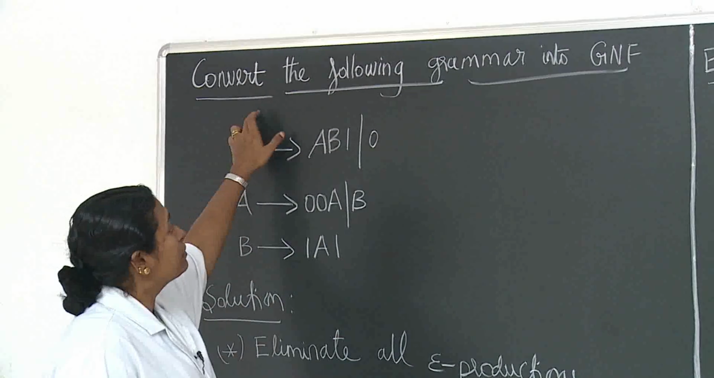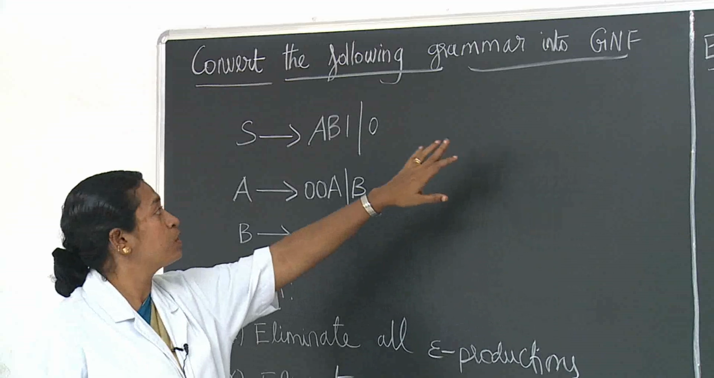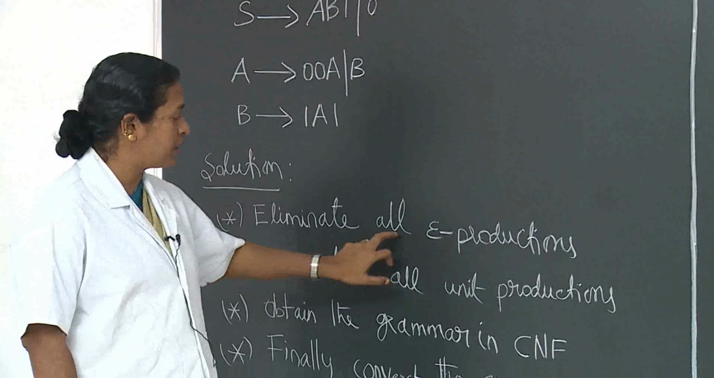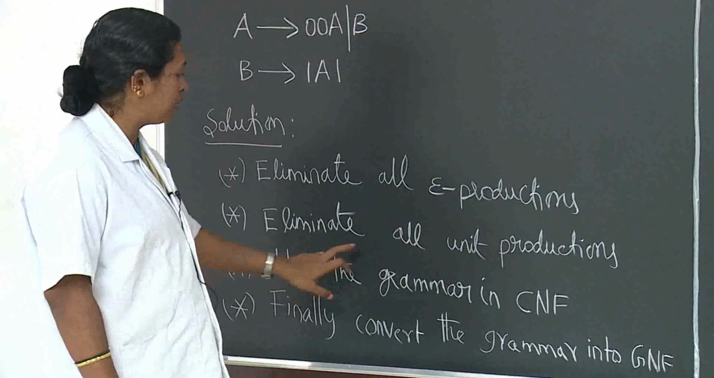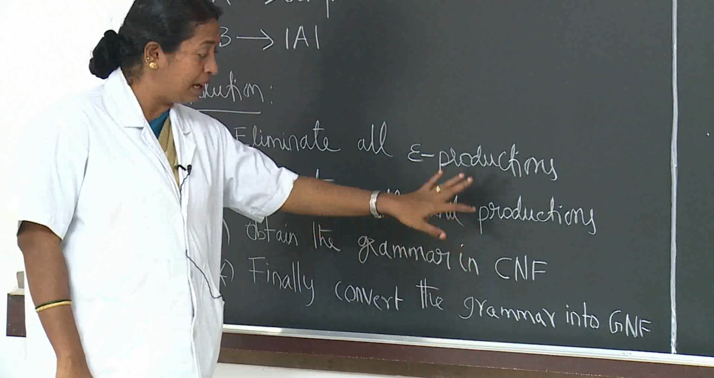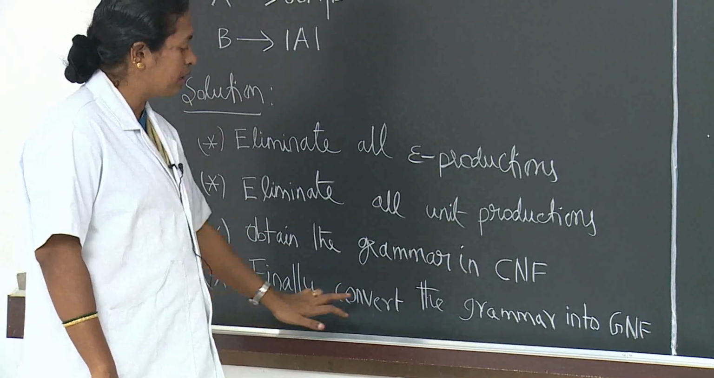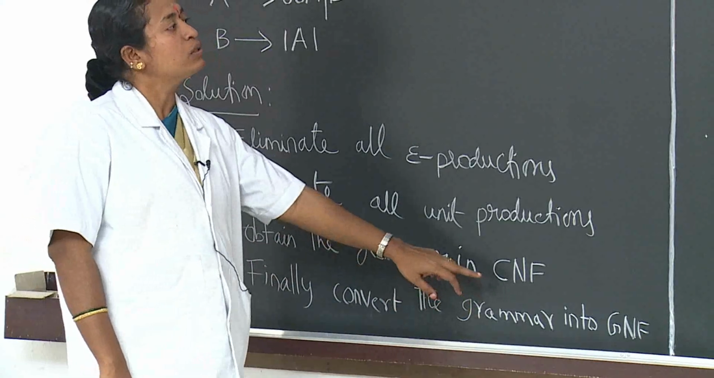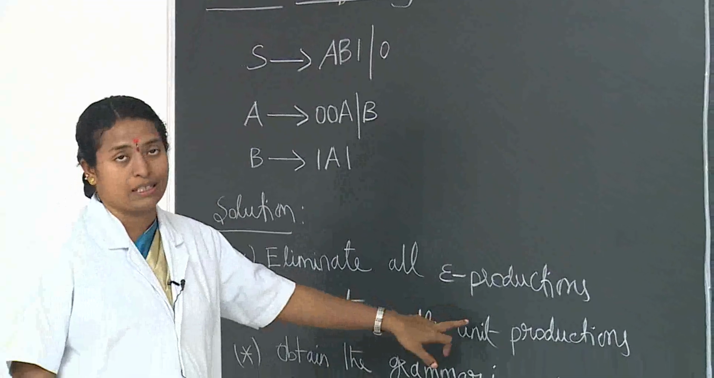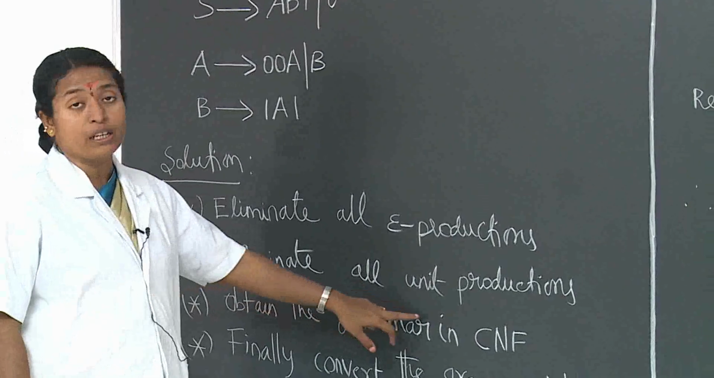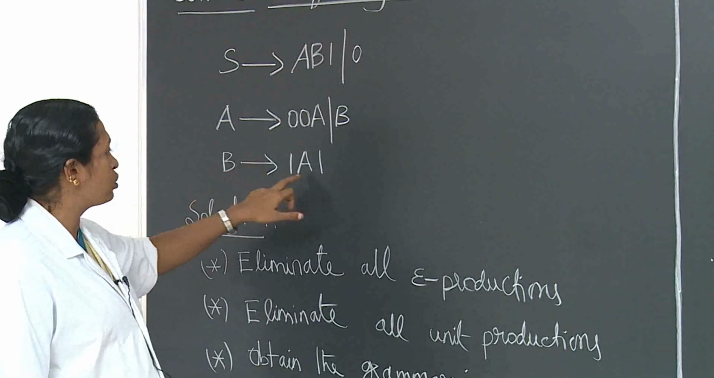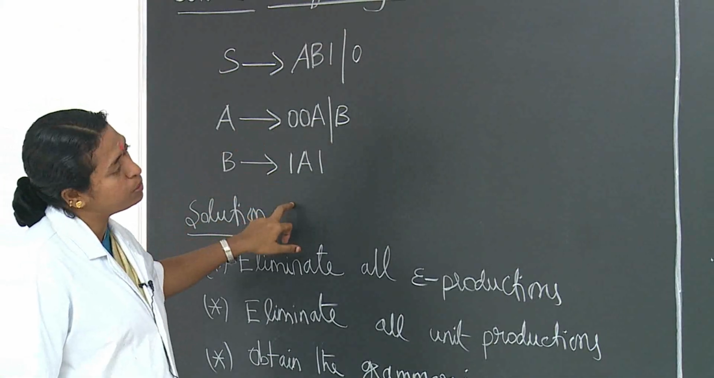Now we can see how to convert the given grammar into GNF. To convert the given grammar into GNF, there are 4 steps we have to do. First we have to eliminate all epsilon productions, then eliminate all unit productions, then convert the grammar into CNF, and finally convert the grammar into GNF. If we see here, there are no epsilon productions, so no need of doing the first step. The second step is we have to eliminate the unit production. There is one unit production, that is A tends to B, again B tends to A. We have to eliminate this unit production.